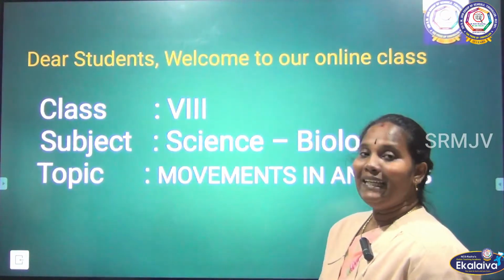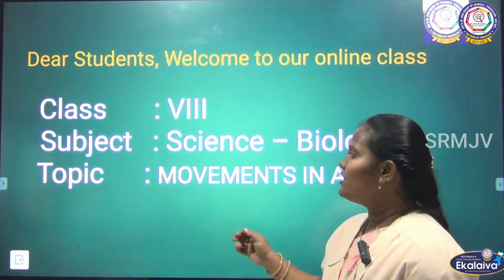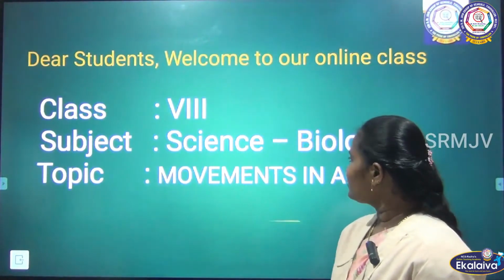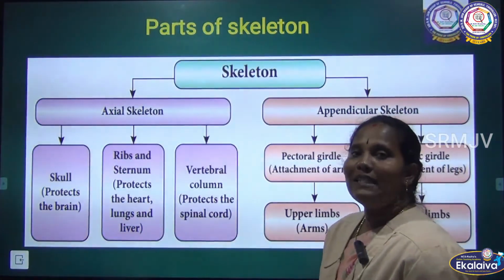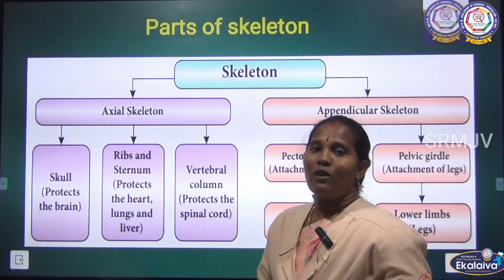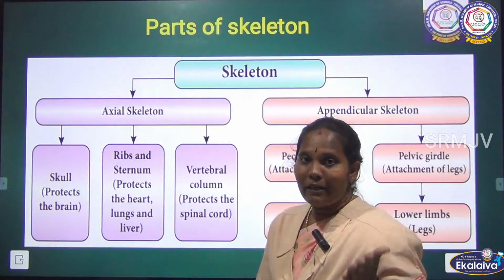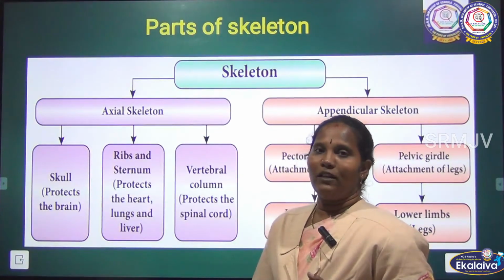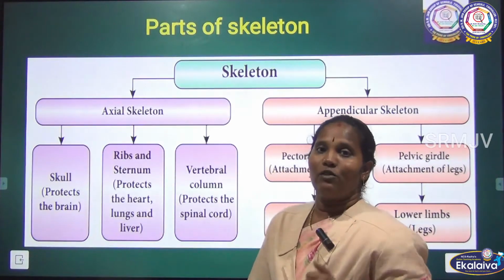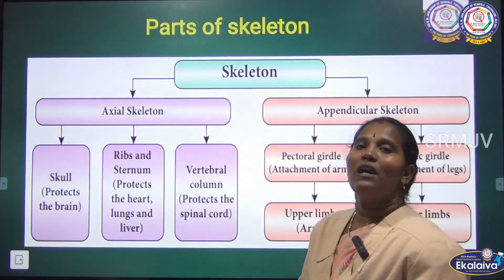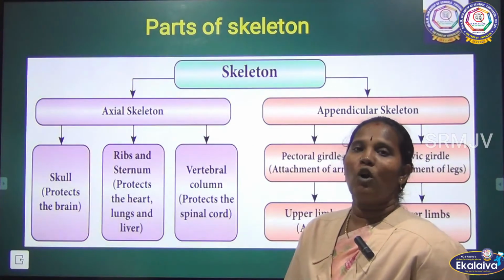Today we have class 8, science, and the topic is movements in animals. In the last session we saw the skeletal system, the types of movements, the different animals' movements, the types of joints, and then the types of skeleton. We finished all that.